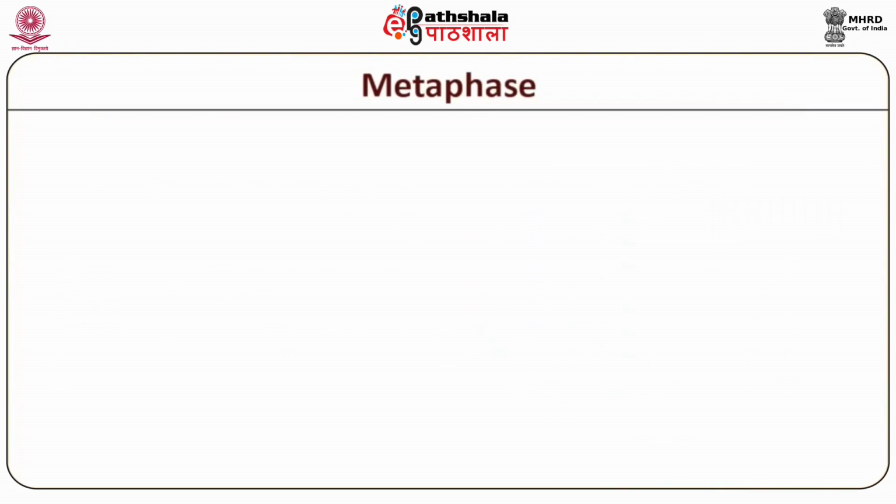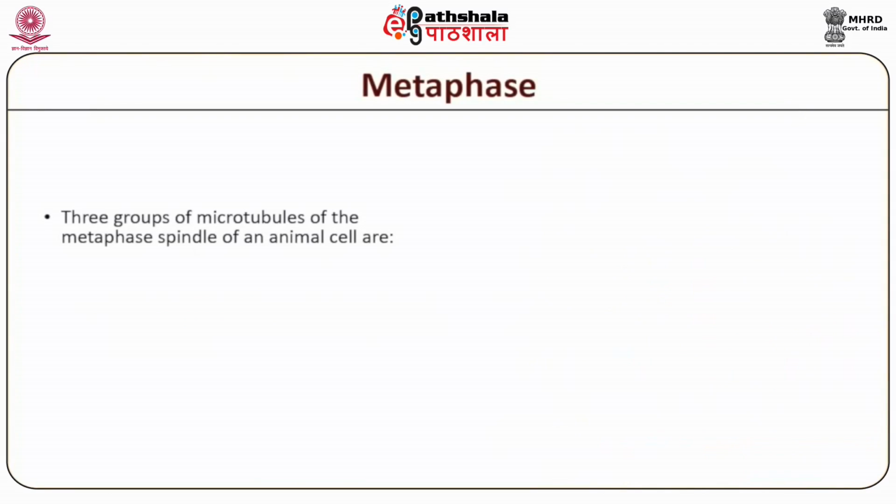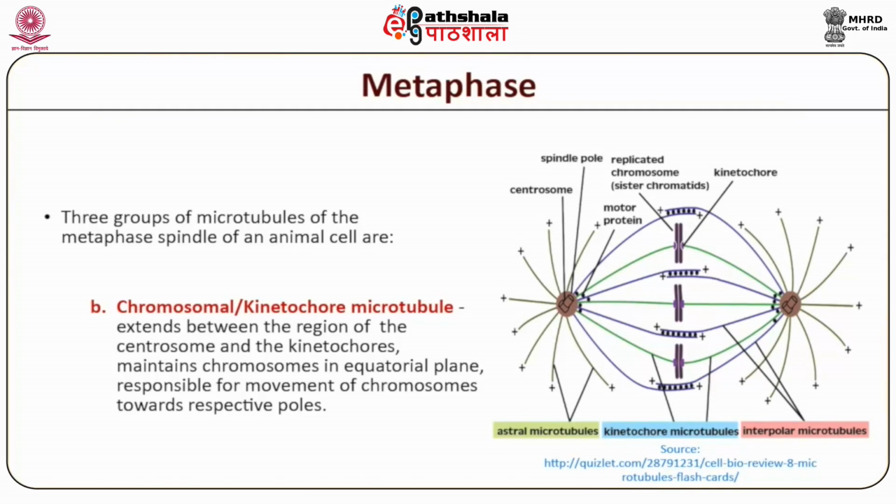Functionally and spatially, the microtubules of the metaphase spindle of an animal cell can be divided into three groups. Number one, astral microtubules, which radiate outward from the centrosome into the region outside the body of the spindle. They help to position the spindle apparatus in a cell and may help to determine the plane of cytokinesis. Second, chromosomal microtubules, which extend between the centrosome and the kinetochores of the chromosomes. In mammalian cells, each kinetochore is attached to a bundle of 20 to 30 microtubules, which forms a spindle fiber.